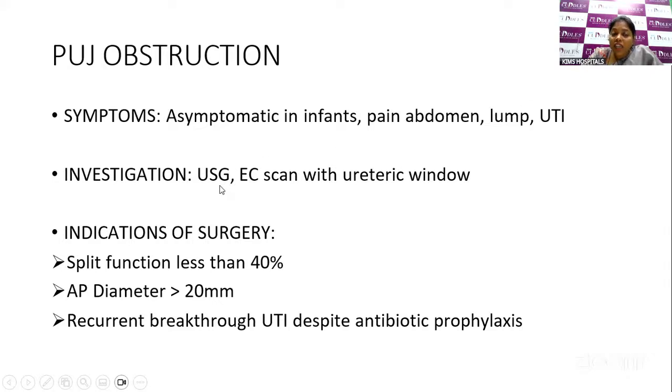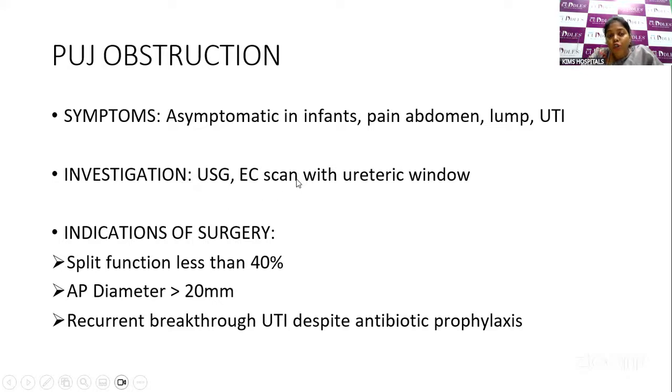So we require ultrasound to see the kidney size, APD diameters, parenchymal thinning, and corticomedullary differentiation. If the PUJ obstruction occurred in infancy but was not identified or diagnosed, and presents at an older age, then we look at corticomedullary differentiation, because obstructive renal failure can occur because of PUJ obstruction.